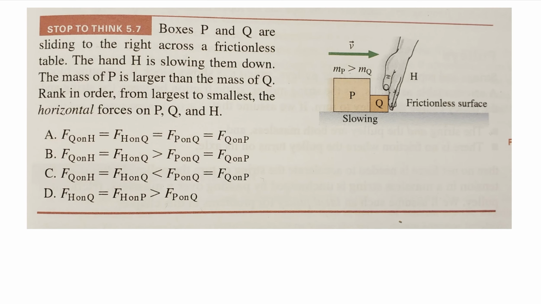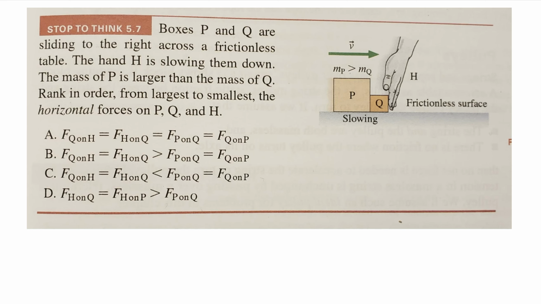Okay, one more thing here, and we're actually done learning about the section. We have boxes P and Q sliding to the right across a frictionless table. The hand H is slowing them down. The mass of P is larger than the mass of Q. Rank in order from largest to smallest the horizontal forces on P, Q, and H. Take a minute to think about it. Help yourself by drawing force diagrams and whatever else you need to do to come up with the correct answer.